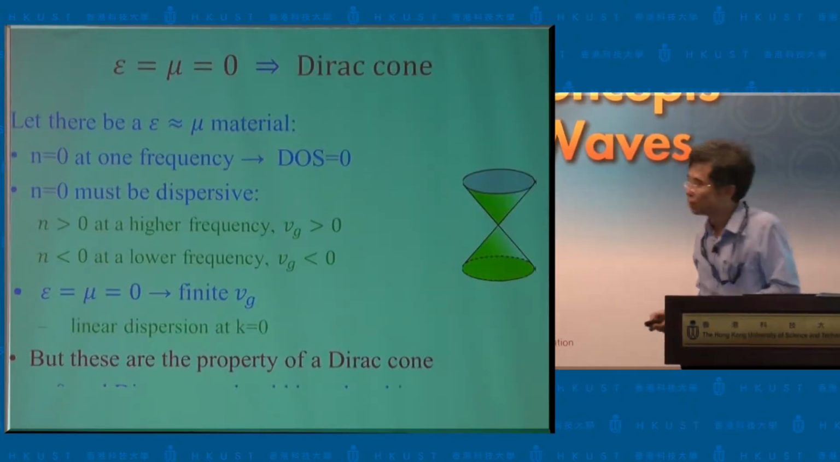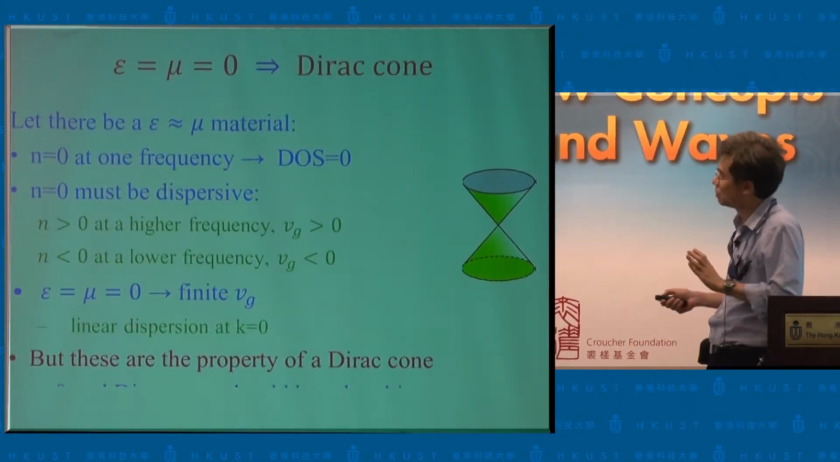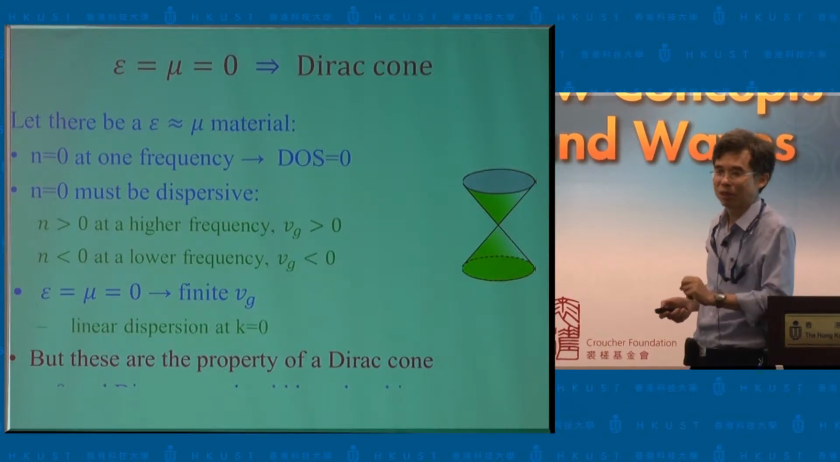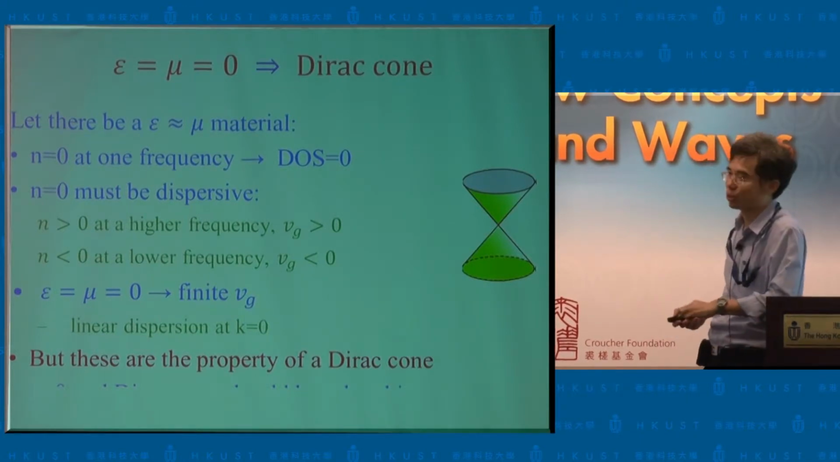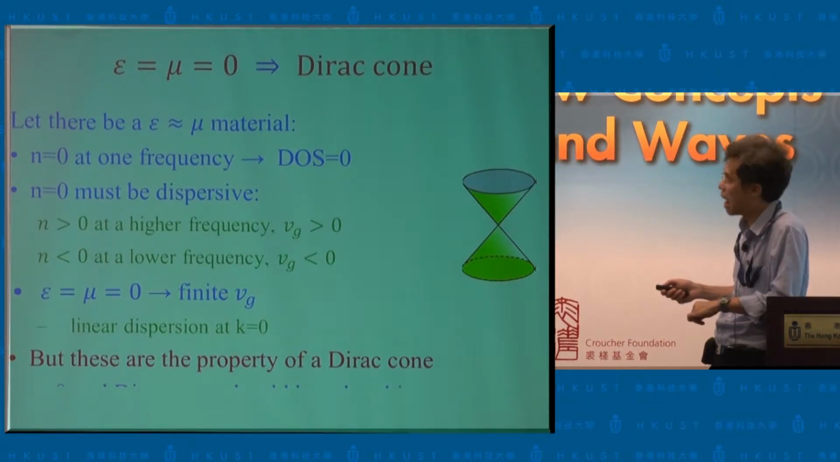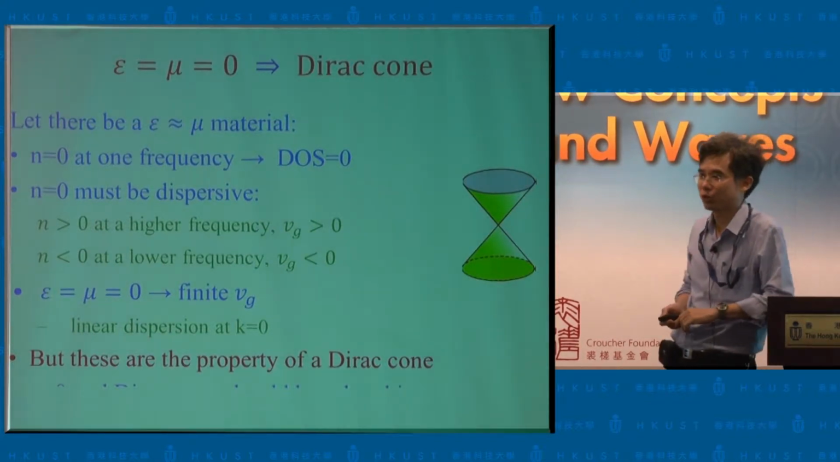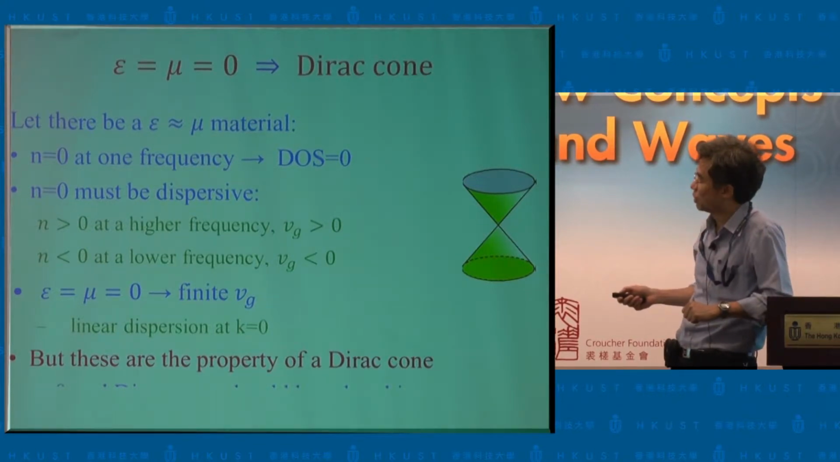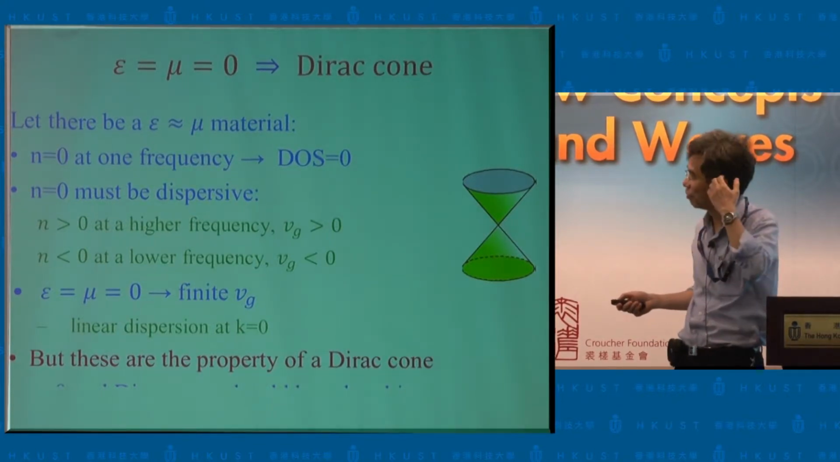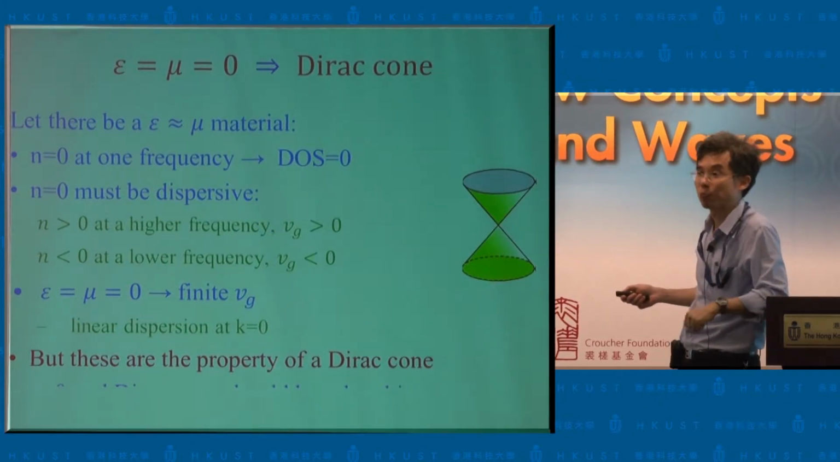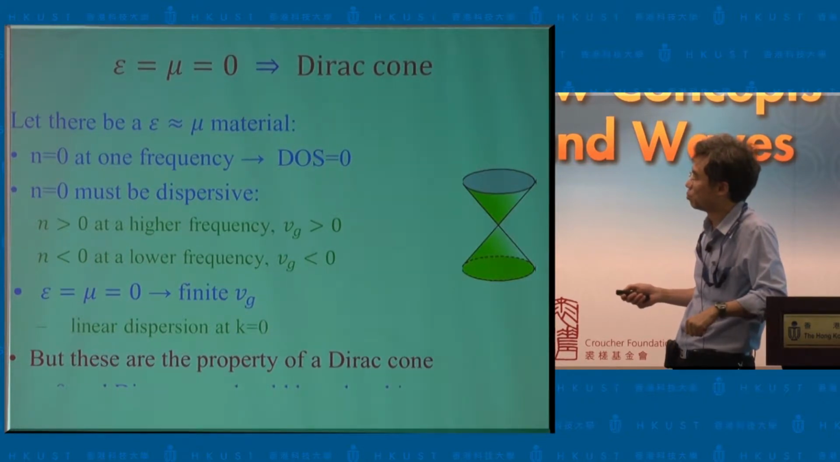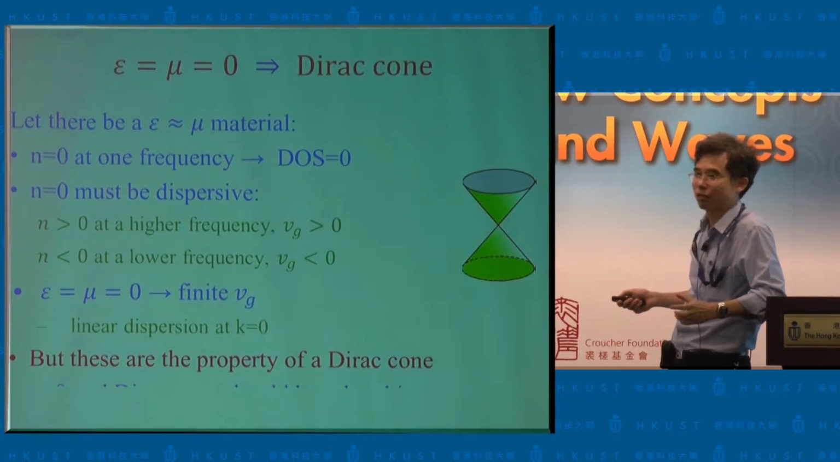And then I would like to say that these cones are in fact related to a zero index. And let me argue in the reverse manner. Let me suppose that I happen to have an epsilon equal to mu equal to 0 system, and I will argue that then you have Dirac cone dispersion. Now, why is it the case? Let me imagine that I have, for some reason, just by luck or whatever, a homogeneous material in which epsilon is equal to mu, and I assume that this material happens to have a zero index, that is, both of them equal to 0 at one frequency.